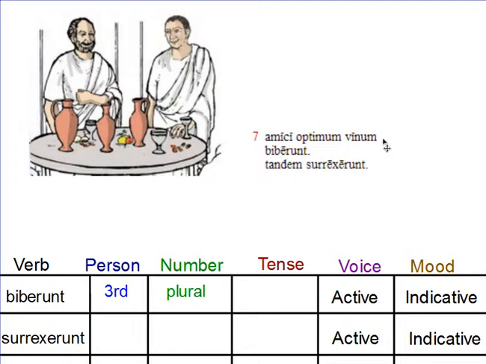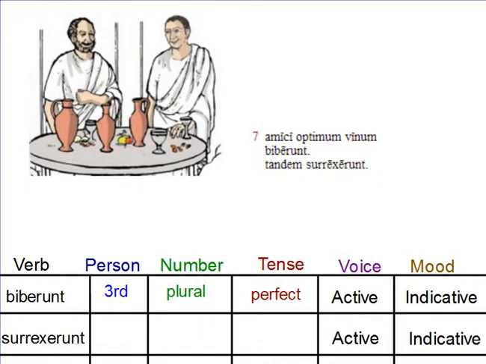When I move a little further into my verb, I see the erunt ending. That indicates to me that it isn't present tense. I don't see a ba, so it's not imperfect tense. It is, in fact, perfect. So biberunt is third person, plural, perfect, active indicative.